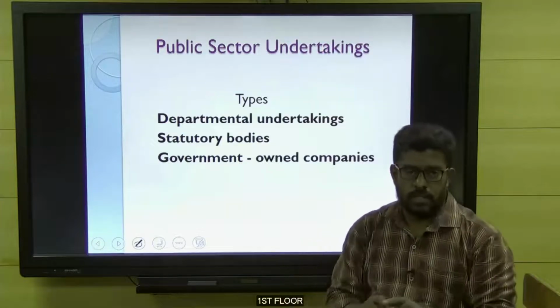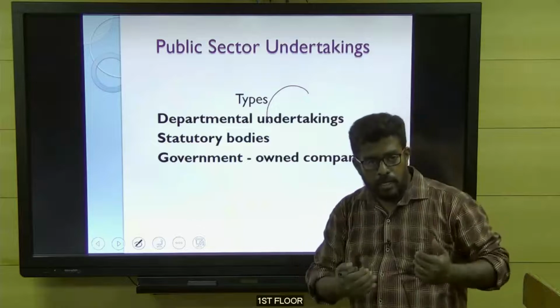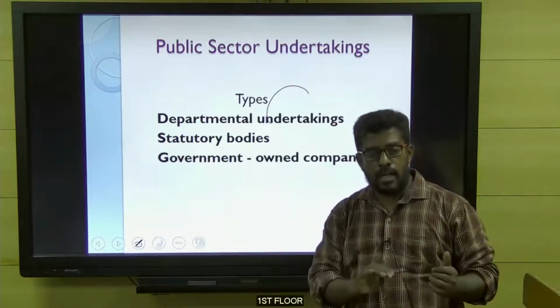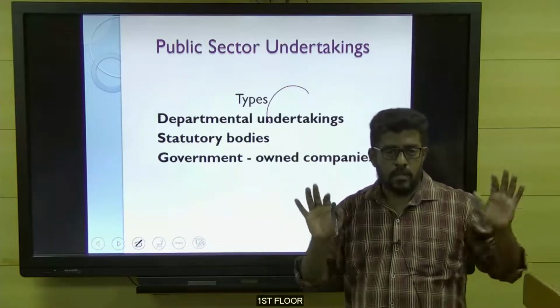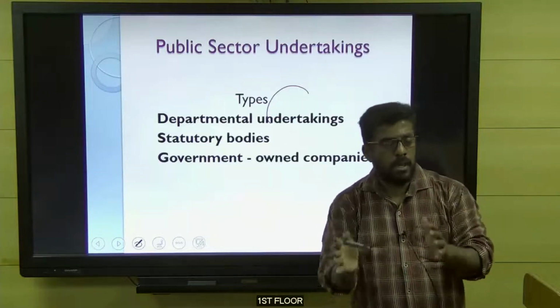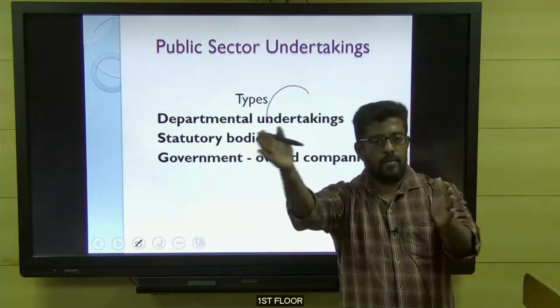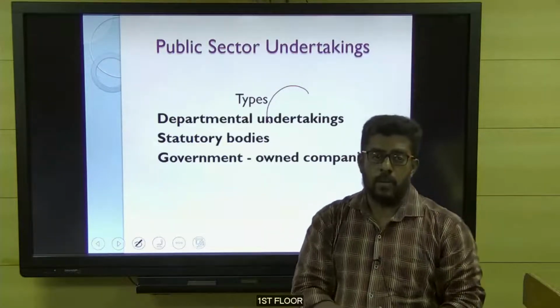So what is the definition for the first type? Departmental undertakings are the government departments which are directly running a commercial business in the country. Unlike a company, they cannot be called a company. We call them a department, but the government department will directly be involved in a business. Any example popping on your mind?